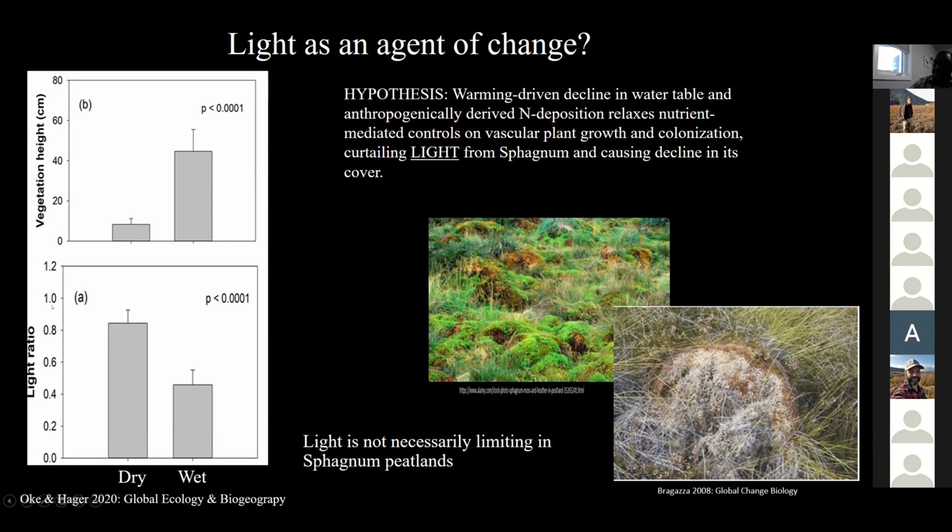As you can see here, light ratio essentially mirrored the vegetation height, and more light was admitted in the dry environment. The take-home here is that light is not necessarily limiting in this environment. If you think about it, the species found in this environment are more Graminoids and Ericaceae that are really low growing shrubs. The kind of species that can form deep shade in this system have high resource requirements, and because sphagnum peatlands are generally nutrient poor, those species cannot establish in this environment.